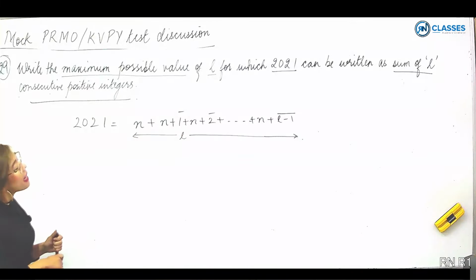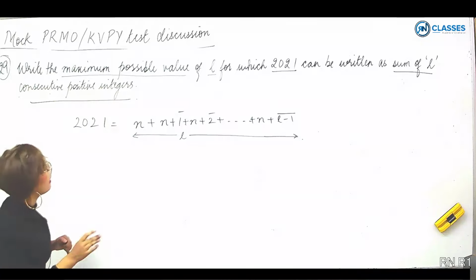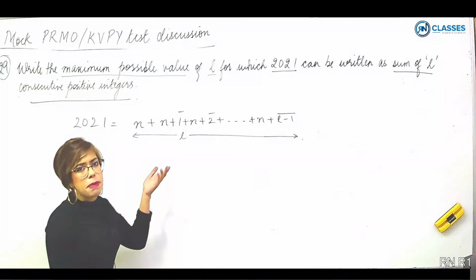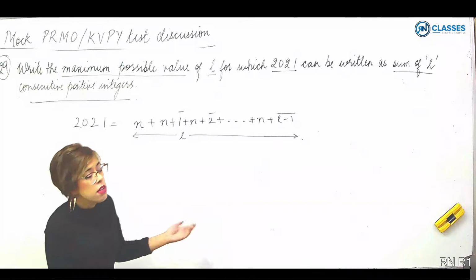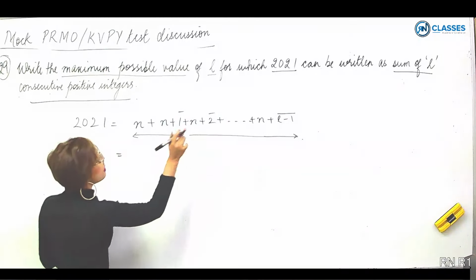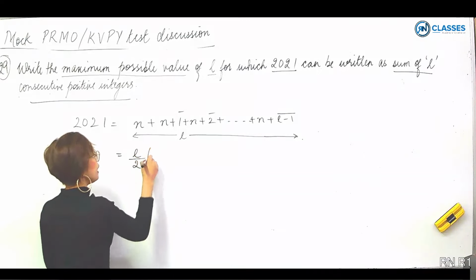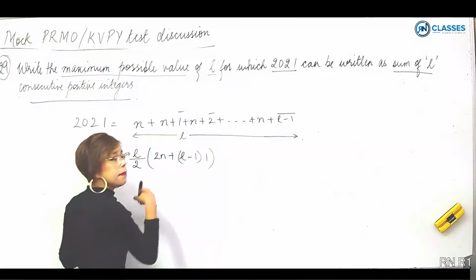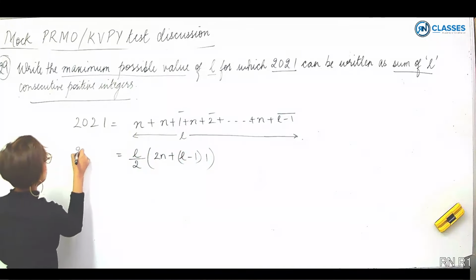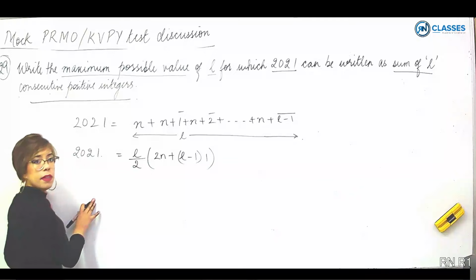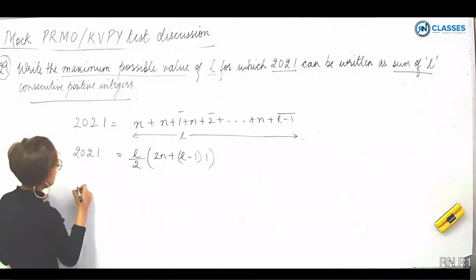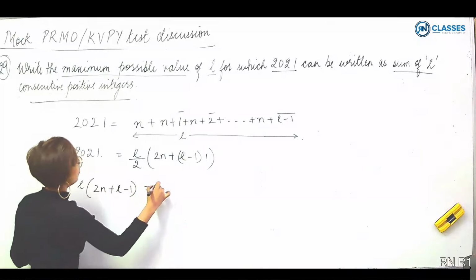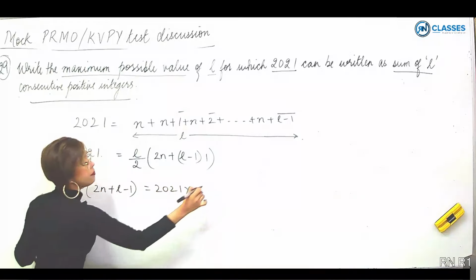And I need the maximum possible value of L. First of all, let me add these up. This is nothing but an AP, because obviously the common difference is 1. How many terms are there? L. So L by 2 into 2n plus L minus 1 into common difference, which is 1. This should turn out to be equal to 2021. So I'll cross multiply. I'll basically get L into 2n plus L minus 1 equal to 2021 into 2.